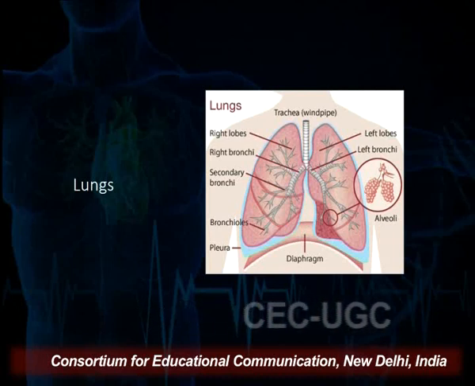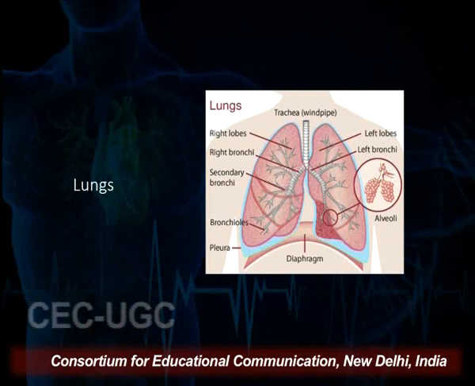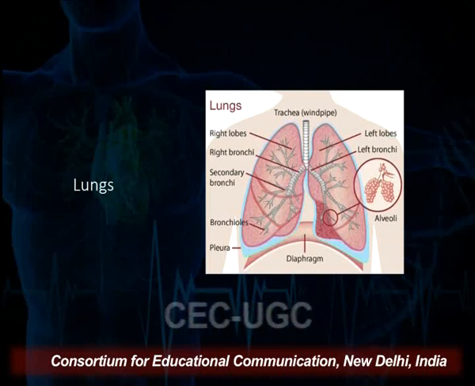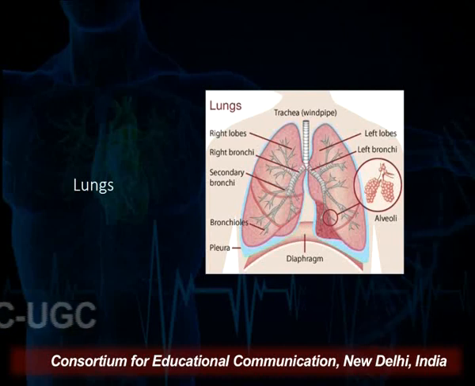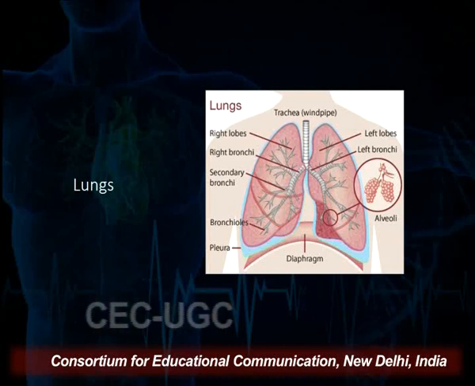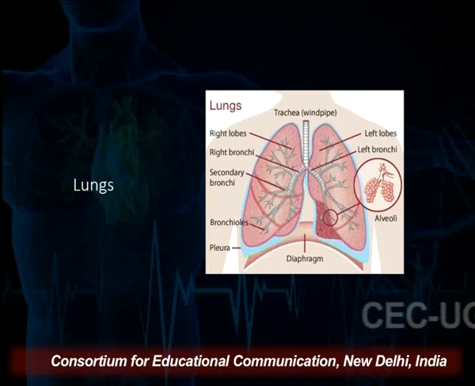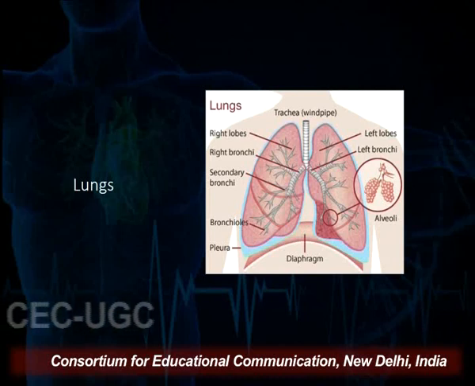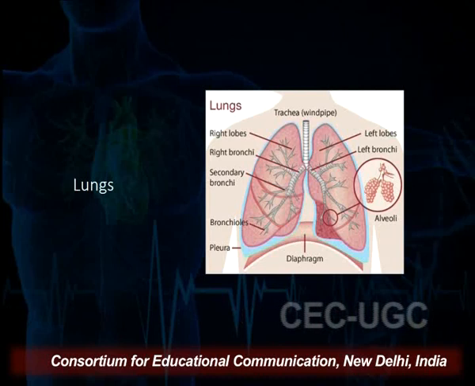We can also see that the left lung is smaller than the right one, because there is an organ called the heart in between that, which is slightly tilted towards the left one. That is why we can see that the left lung is smaller than the right one. And there are lobes also. In the left lung we can see only 2 lobes, and the right lung has 3 lobes.